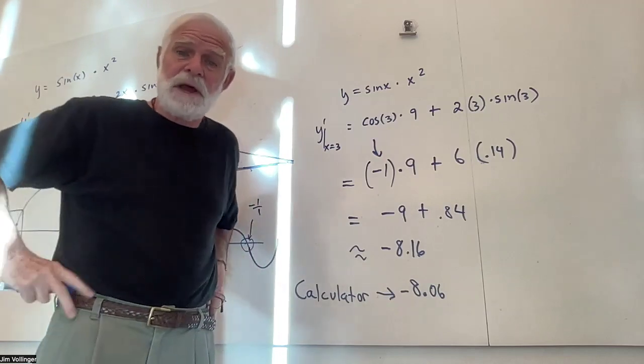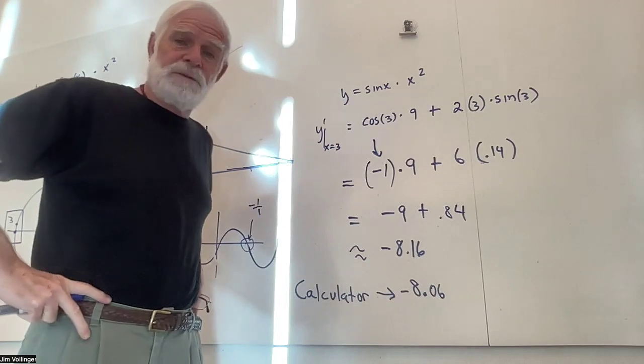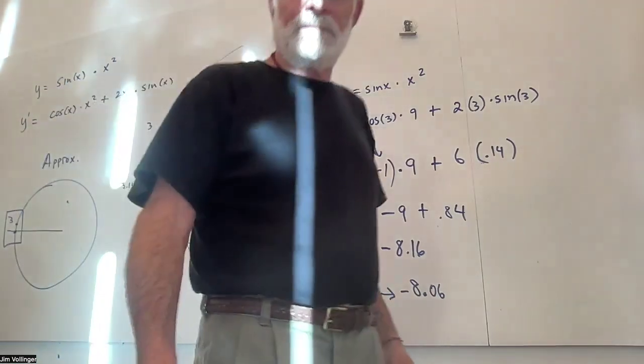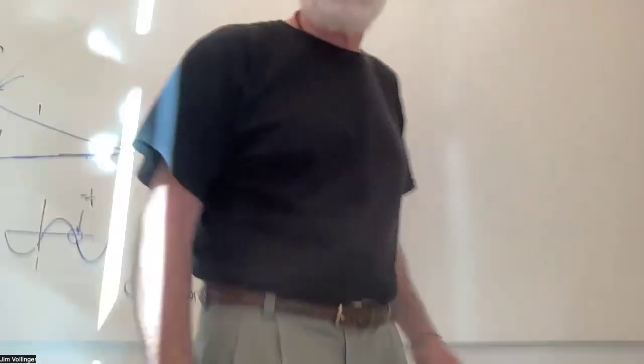I think I'm seeing what's going on. And the numerics support it. And hopefully the video may help some folks understand where the product rule comes from.